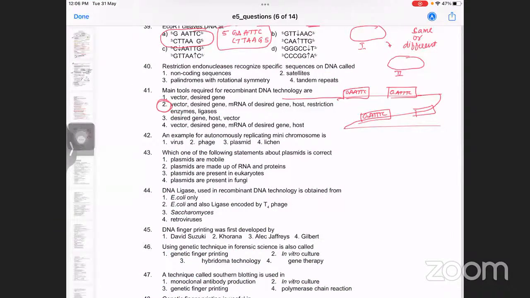Restriction endonuclease recognizes a specific sequence of DNA. We call it a palindrome with rotational symmetry. Palindrome, that is option 3, right? Palindrome with rotational symmetry. Next, an example of an autonomously replicating mini chromosome: that is a plasmid. Which of the following statements about plasmid is correct?